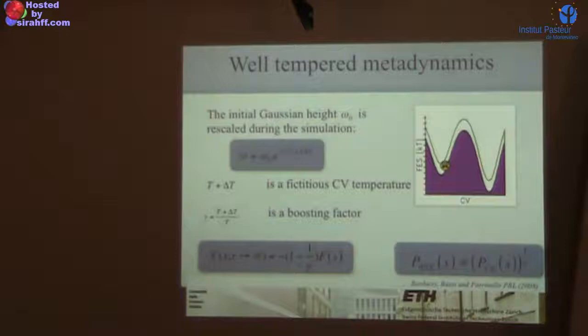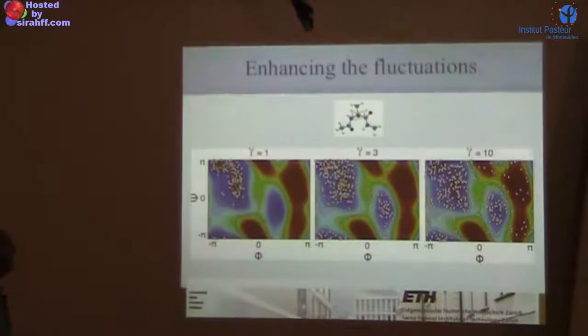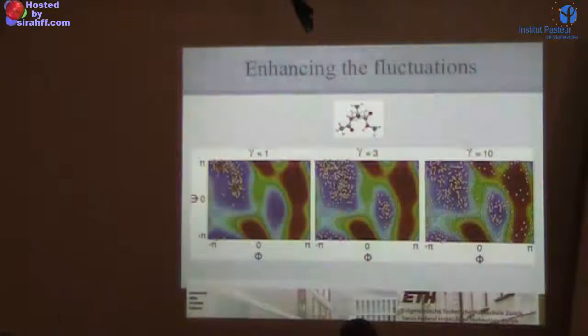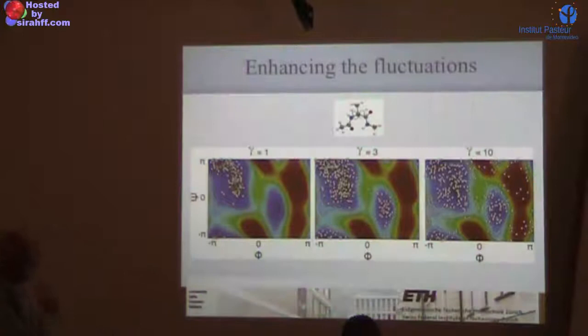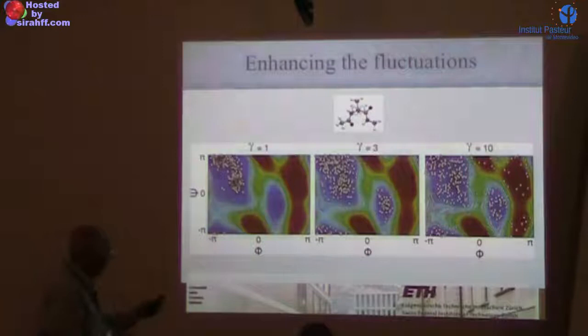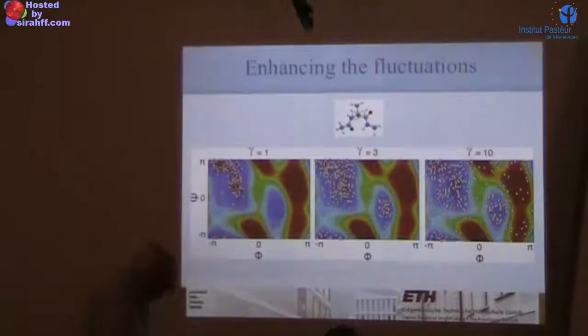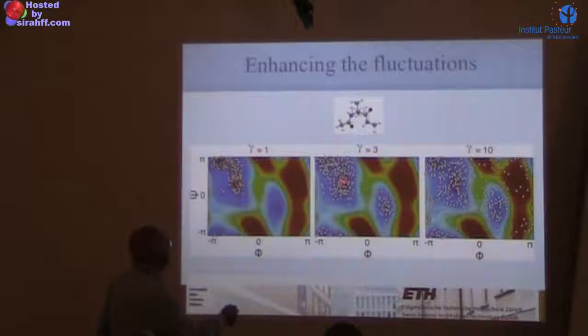Okay, so this is a recap of that part. You don't want to go over it again. But now we see how this view of using this parameter to enhance the fluctuations works in our favorite case of the alanine dipeptide. So let's do gamma equal to 1. If gamma is equal to 1, we are in the standard ensemble. So as I anticipated, if I start here in this minimum, the system will never visit the metastable state. But then I can increase gamma, and in an artificial but controlled way, enhance the fluctuations. And you see how my system now begins to visit there.